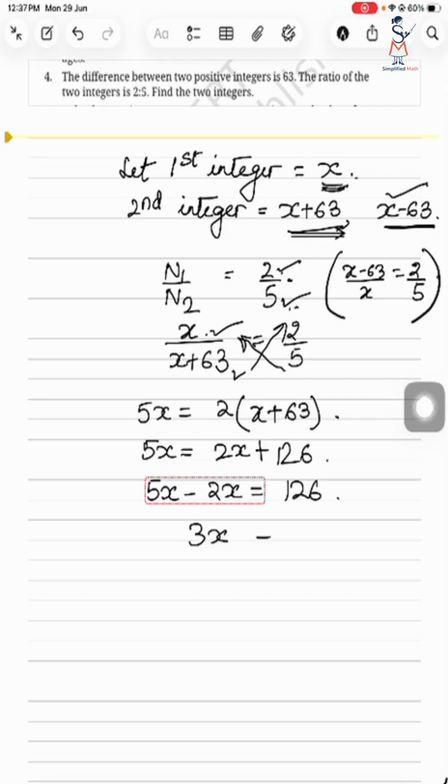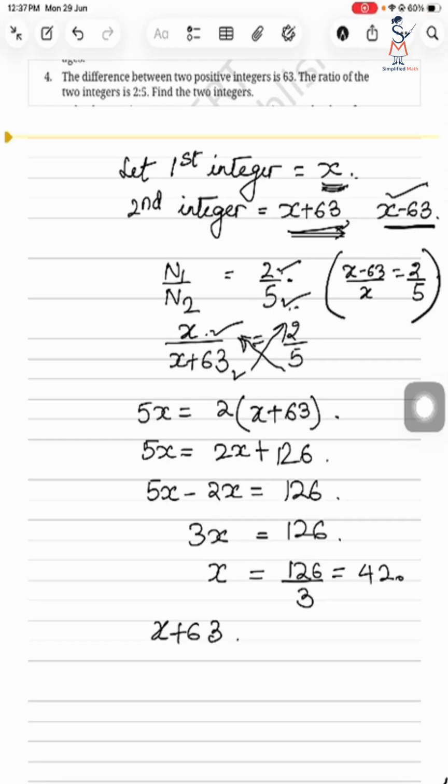Now this will become 5x minus 2x is equal to 126. 3x is equal to 126. x is 126 divided by 3, that is 42. Now this x is 42. So x plus 63, the second one, will become 42 plus 63, that is 105. So the two numbers will become 42 and 105.